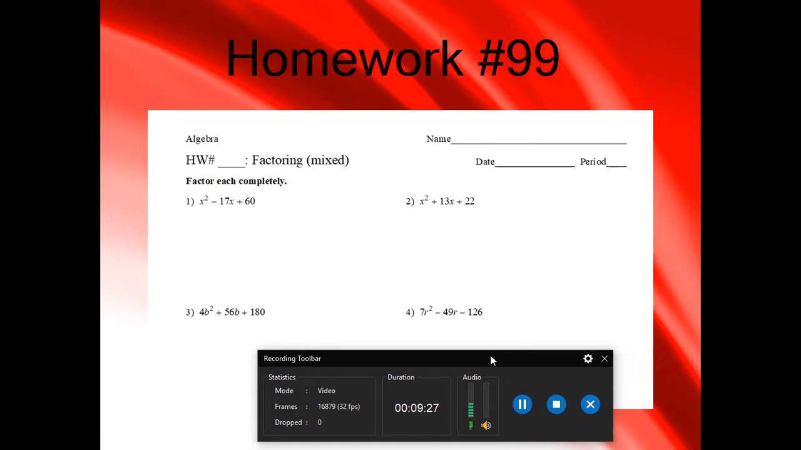This is homework number 99. Here's number 1. You can see it's x squared minus 17x plus 60. This is going to be a mix of all the factoring techniques to see if you have a good handle on this.